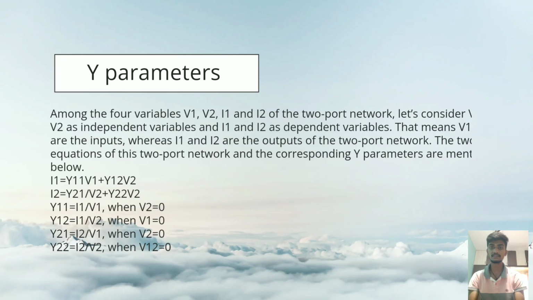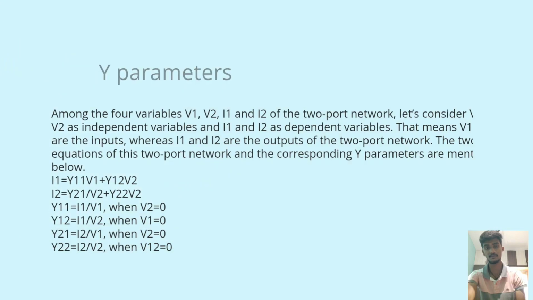By equating these two equations, we get Y11 equals I1 divided by V1 when V2 equals 0. Y12 equals I1 divided by V2 when V1 equals 0. Y21 equals I2 divided by V1 when V2 equals 0. Y22 equals I2 divided by V2 when V1 equals 0. These are the main conditions required for Y parameters or admittance parameters.